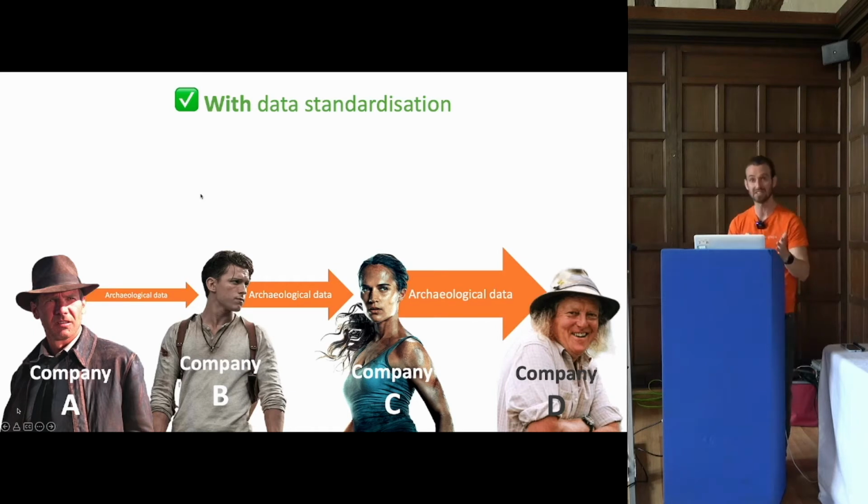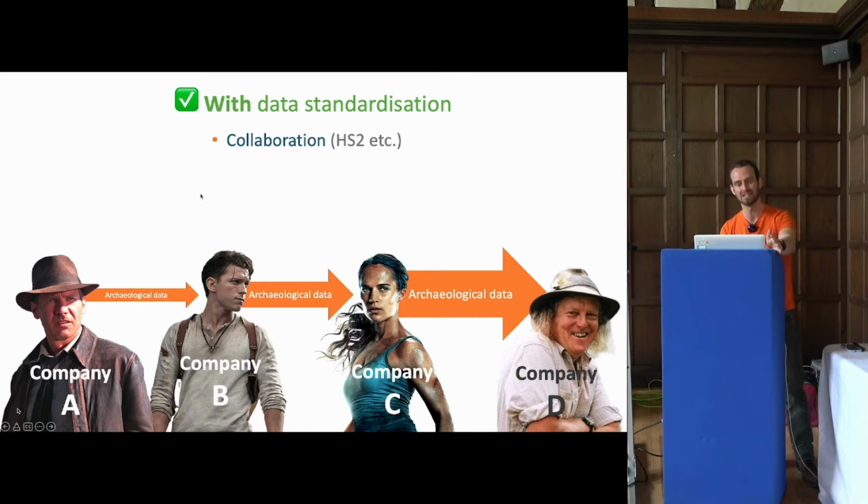The first and most obvious of these is collaboration. With large infrastructure projects like HS2, collaboration is important. You need a lot of archaeologists, and sometimes one company can't provide all of them. And if you've got data standardization between the 2 companies working together, then they can easily share the data as they're recording it, and also easily share it with the clients and other interested third parties.